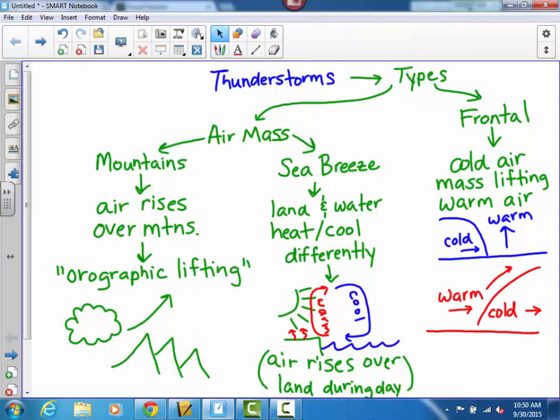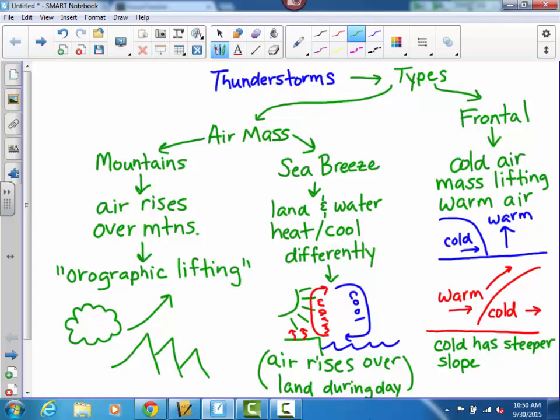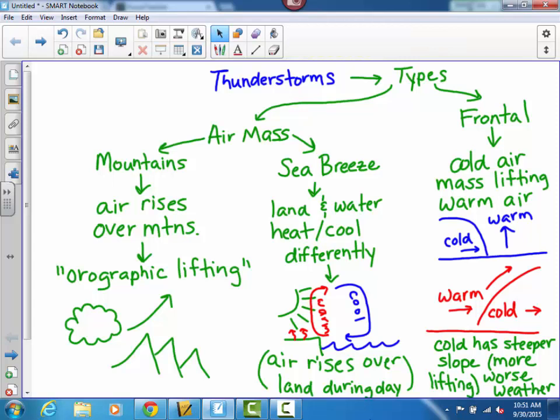We're going to add one note down here at the bottom. Notice that the picture for the cold front has a steeper slope than the picture for the warm front. Because the cold front has a steeper slope, that means more lifting, which means worse weather. Let's see if we can squish that in here. Worse weather. The more lifting you have, the more severe that storm is going to be.